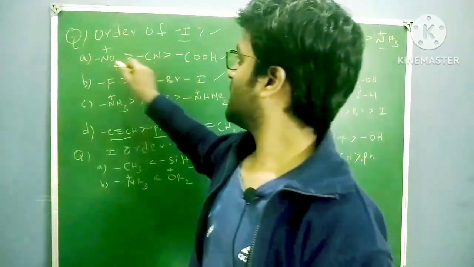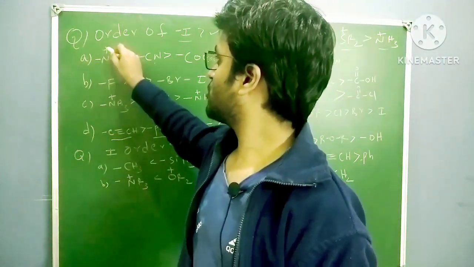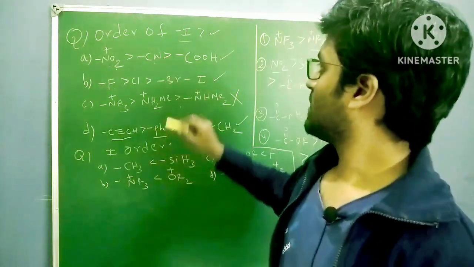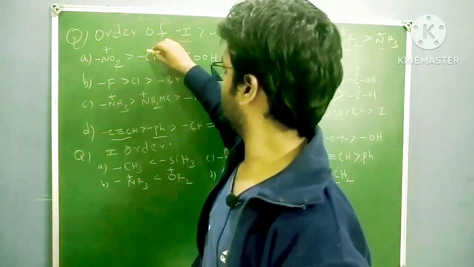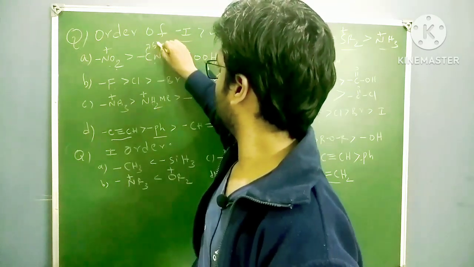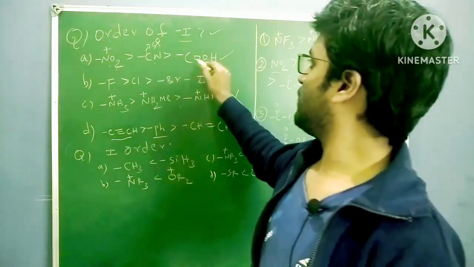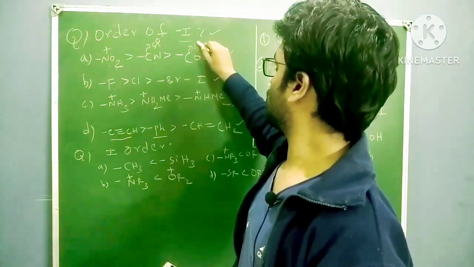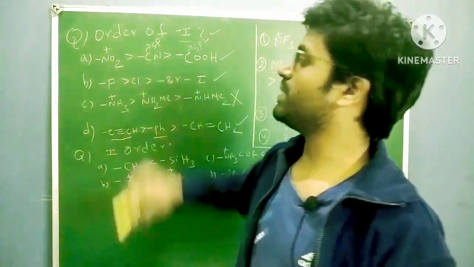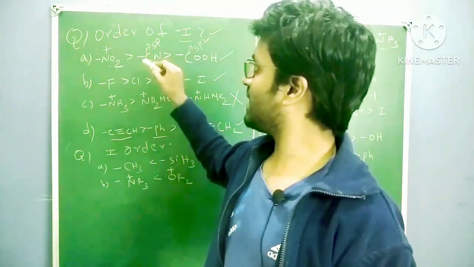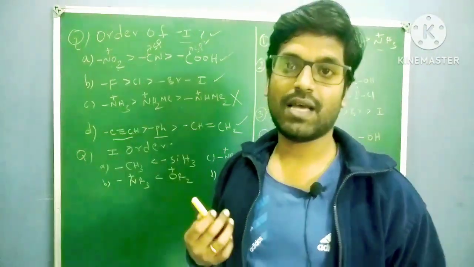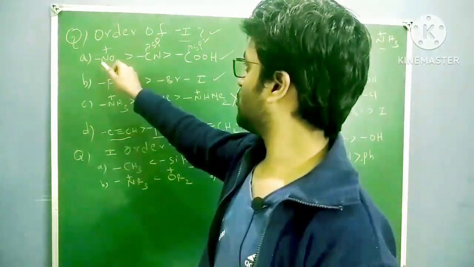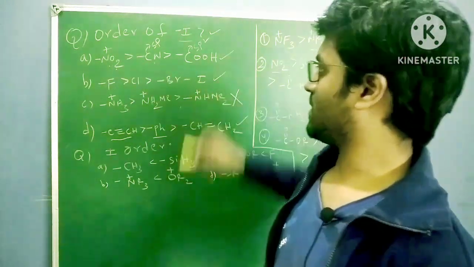So in this 3, the atom with positive charge will show more minus I effect first. Now in this 2, CN, C triple bond N, is sp hybridized, while COOH, C double bond O, is sp2 hybridized. So the percentage of s character for this carbon is higher. When the percentage of s character is higher, electronegativity is higher. When electronegativity is higher, minus I effect is higher. So according to that concept, this is the correct option.